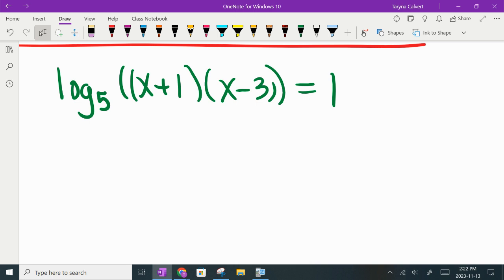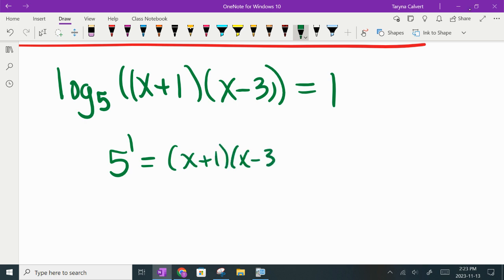And guess what you would do at this step? Instead of changing this to a base 5, can I just change forms now? Right? So you could not change the constant to the same base log. You could just now go log, the 5 becomes the base, the x plus 1 times x minus 3 becomes the answer, and then equals the exponent. Because remember, log, base, answer, exponent. So then you end up with this. Is that the same thing as what we did above?